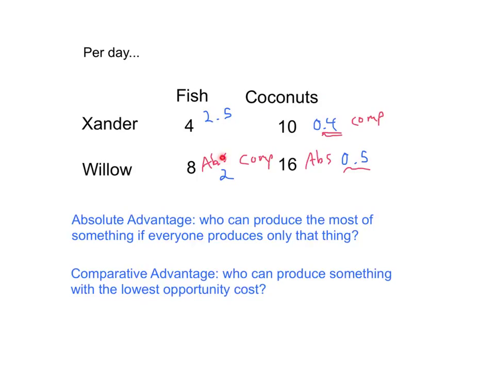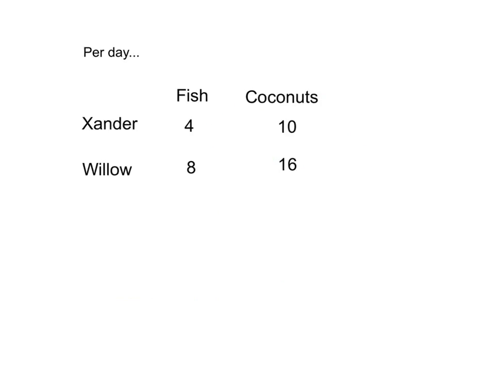As long as they can settle on a price of 1 fish for somewhere between 2 and 2.5 coconuts, they can come to an agreement that makes them both better off. By taking advantage of specialization in what they have a comparative advantage in, they can both make themselves better off through trade. Alright, so if you don't believe me, let me show you. They're both better off with trade, even though Willow can do everything better than Xander can do them.